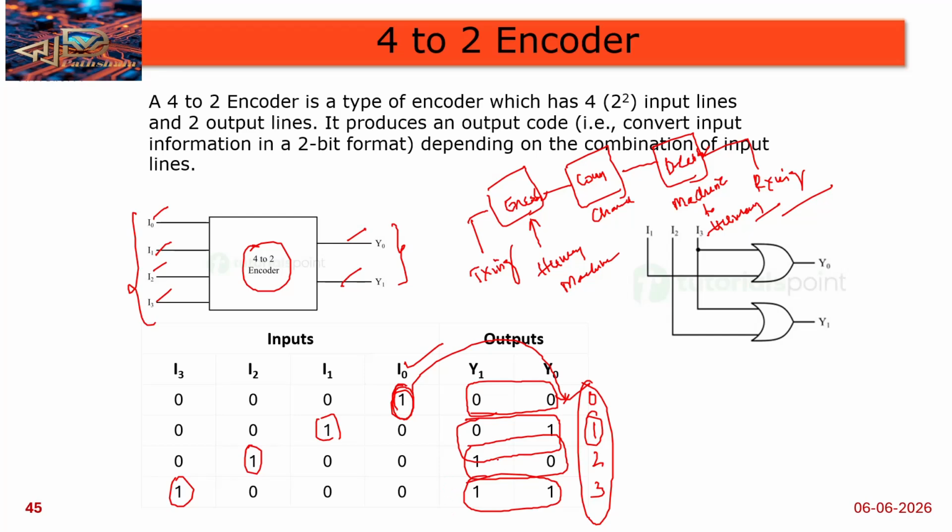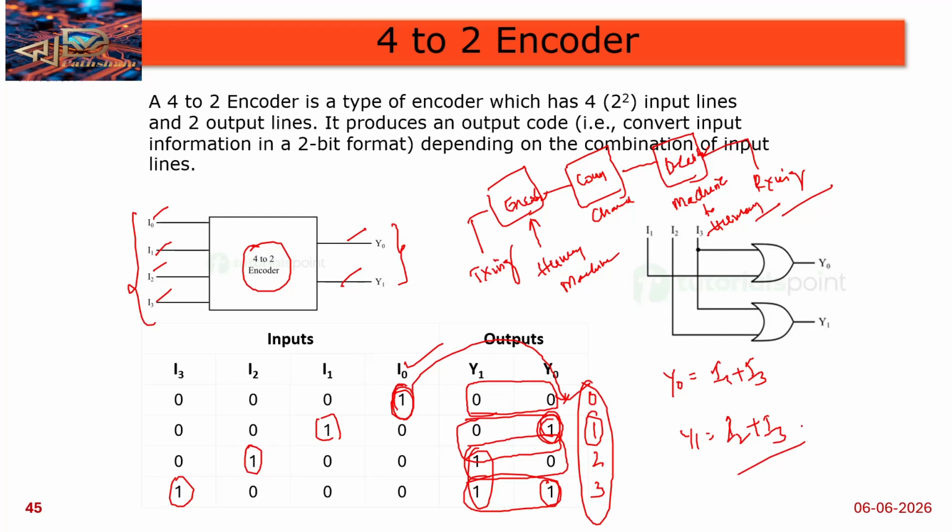Same thing. Then the output equation, where we are getting that output. So Y0 we are getting the output at I1 and then I3, okay, I1 plus I3. And Y1, where we are getting the output equation, is I2 plus I3. Okay, so I3 is common, that's it.